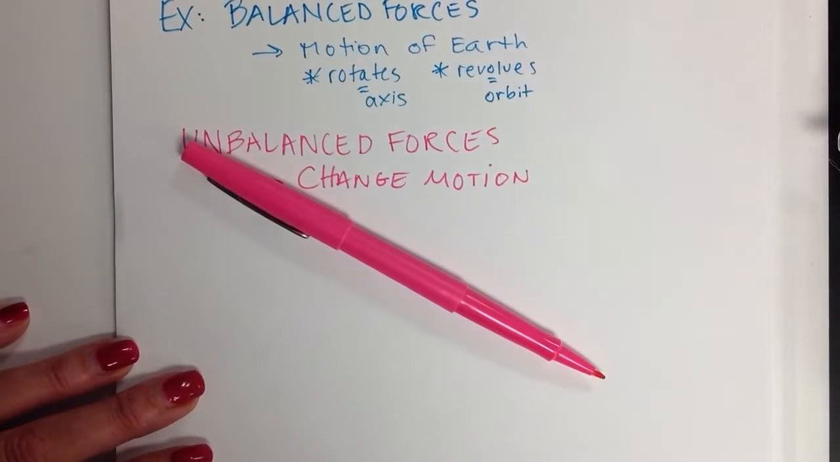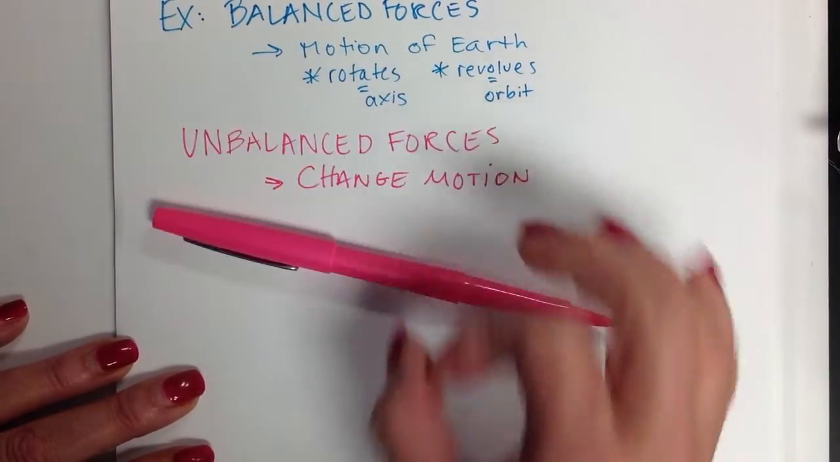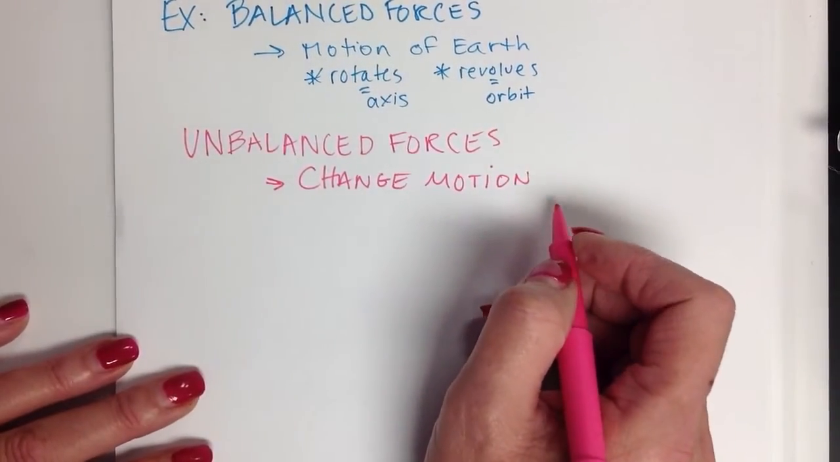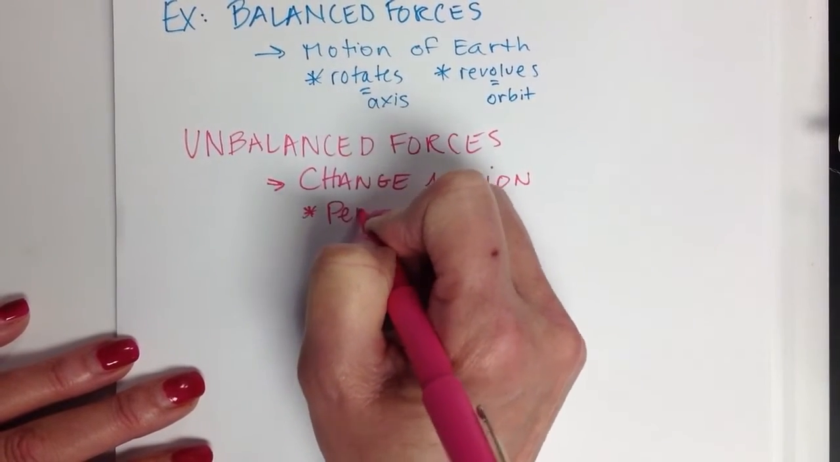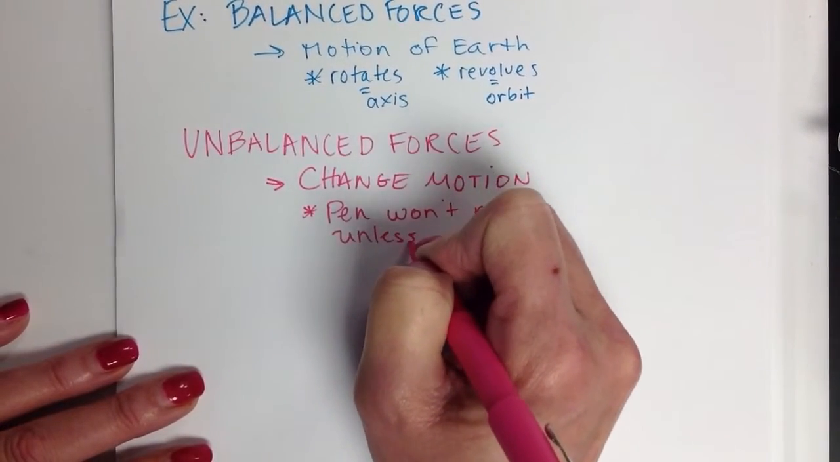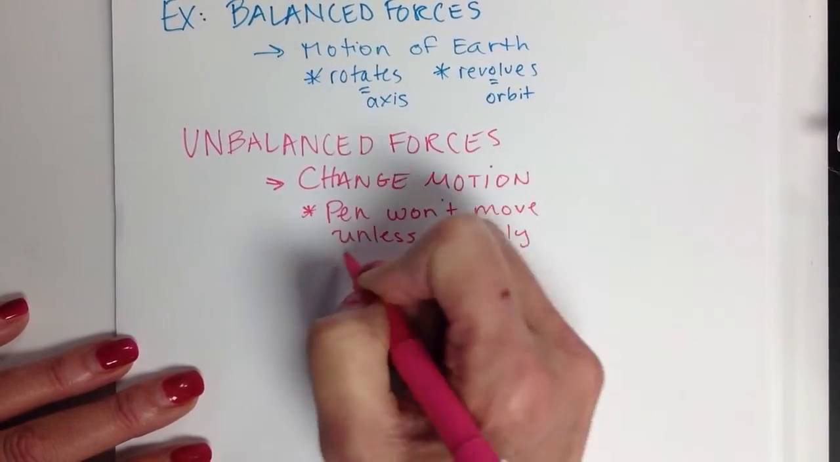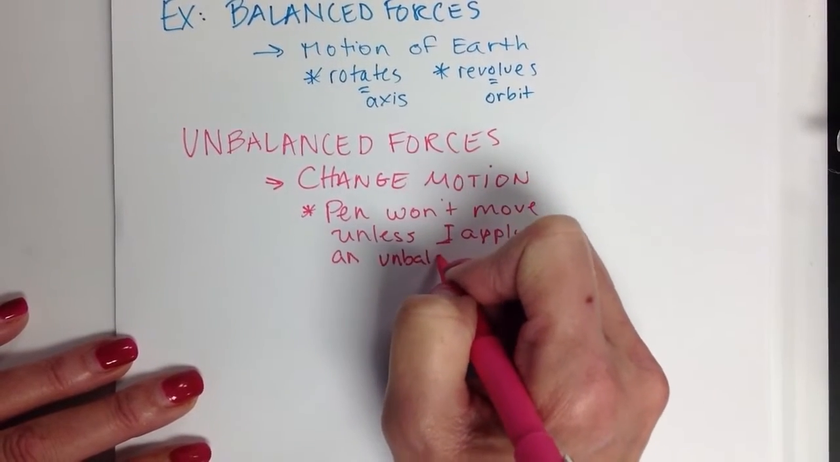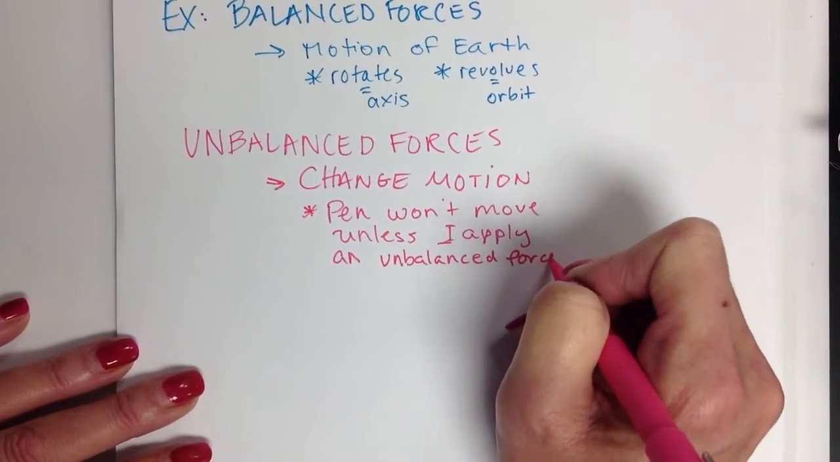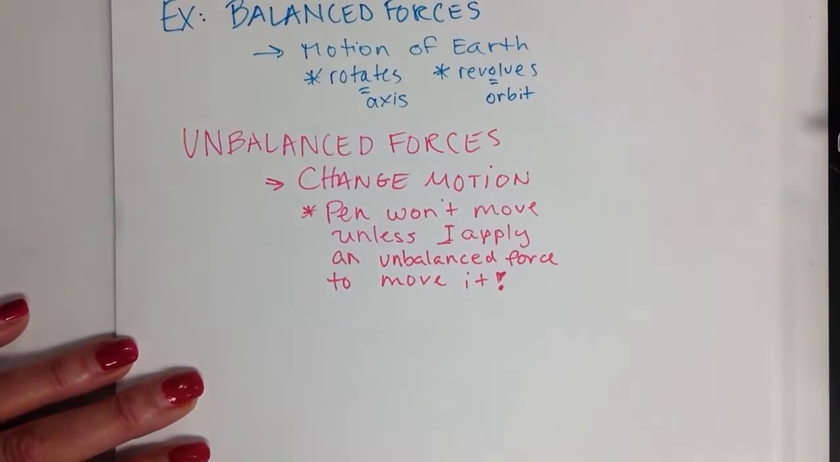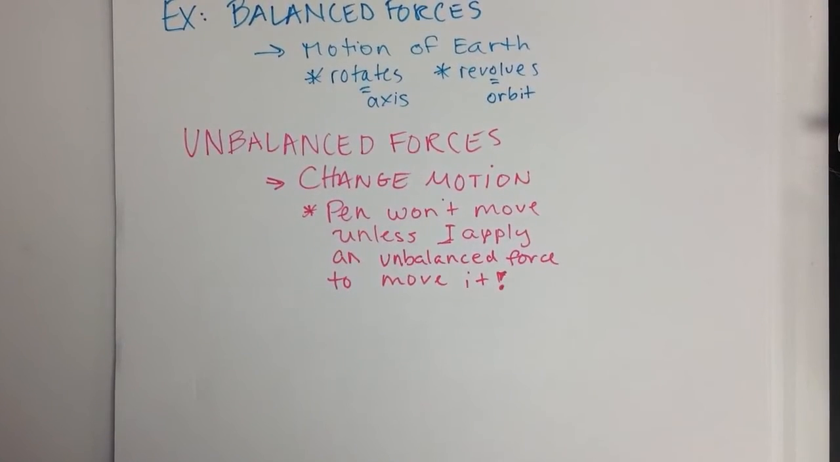So let's use the pen as an example this time. So the pen's still sitting there. I have to apply a force, a push or a pull. I could push, I could pull, but that's the only thing that's going to change its motion. So unbalanced forces change the motion, and we're going to say the pen won't move unless I apply a push or a pull or a force, and we call those an unbalanced force to move it. All right? So I hope right about now we're feeling pretty good.